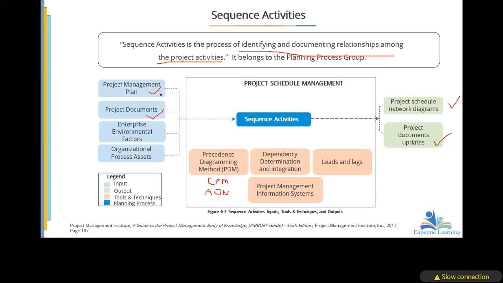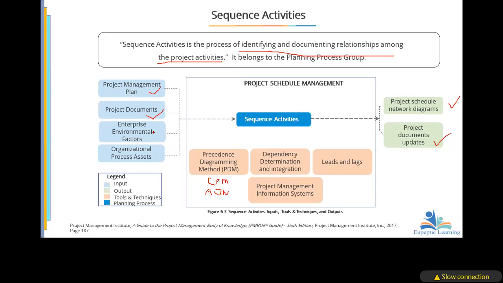Now, what are the documents within the project management plan here? I just want to give you certain details, okay? You see, the schedule management plan will be part of this. Did you get it here? Good. The activity list is a project document. Have you seen it? Activity attributes is a project document. The milestone list is a project document. Have you seen it now?